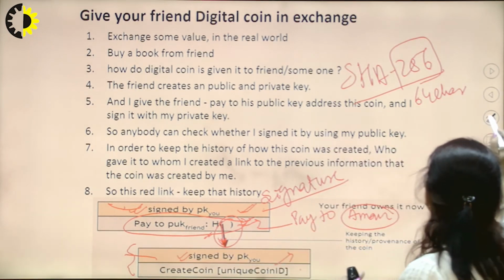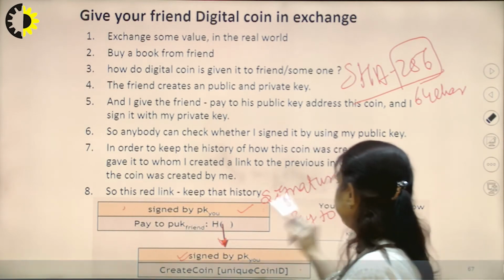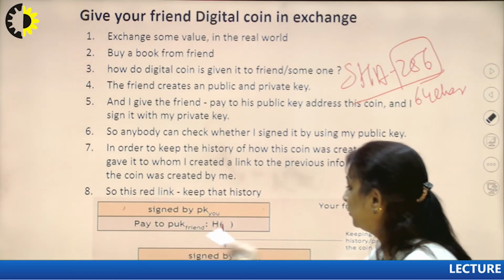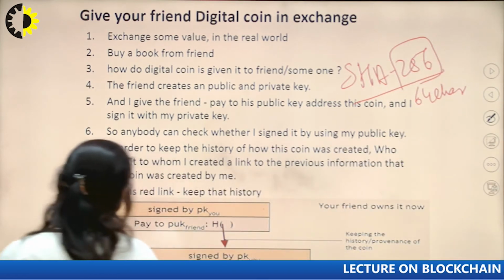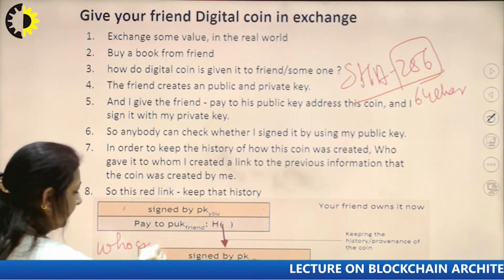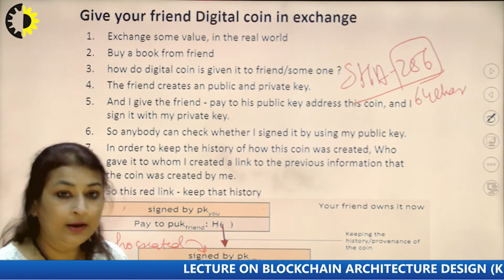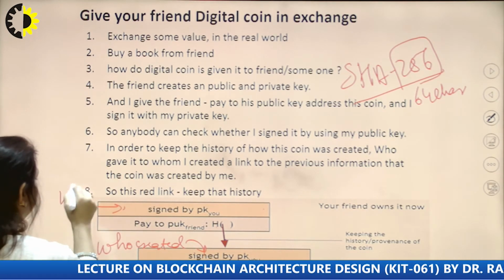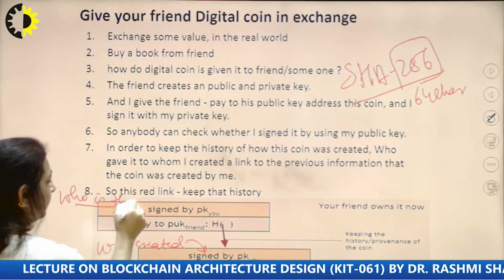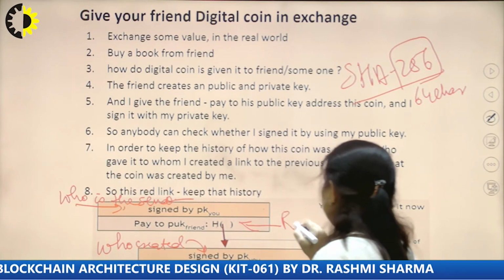Okay. So here we are answering a few things. That is, I am answering the questions here as first, who created it. So who created is being done by, signed by private key of that particular person. Then who is sending it? Who is the sender? Is being done by this. And who is the receiver?